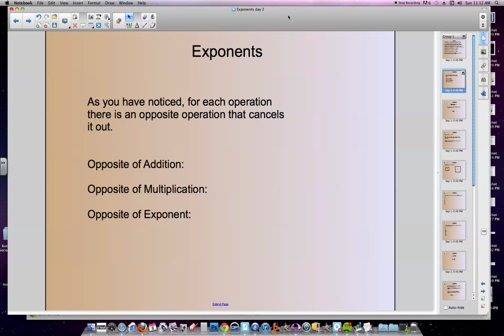All right, this is the second video on exponents. If you haven't watched the first one, it might help. So I kind of want to talk about a concept that's important to exponents.